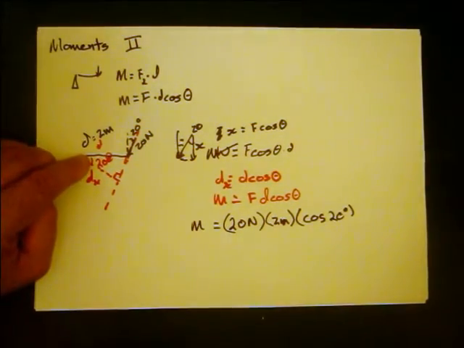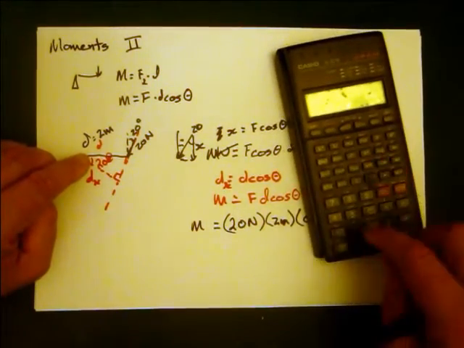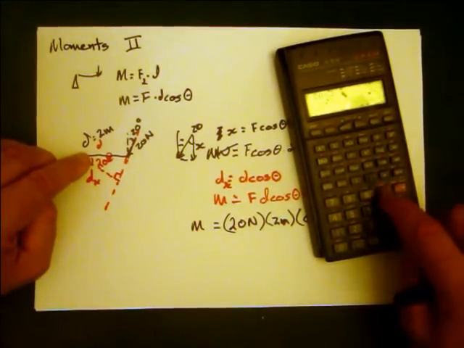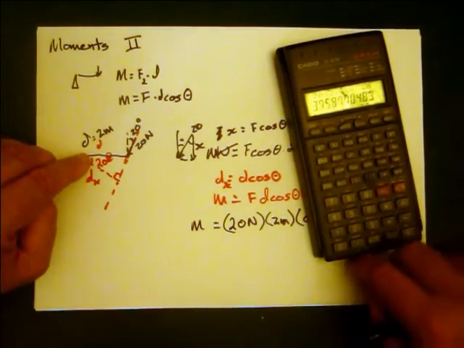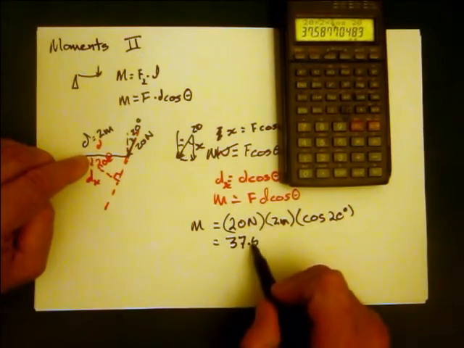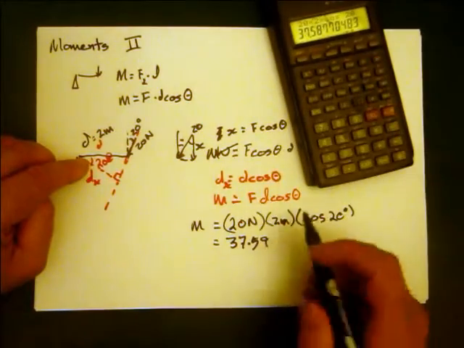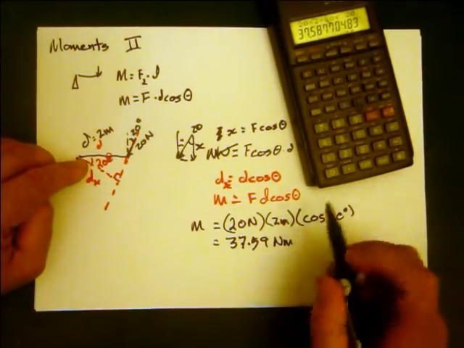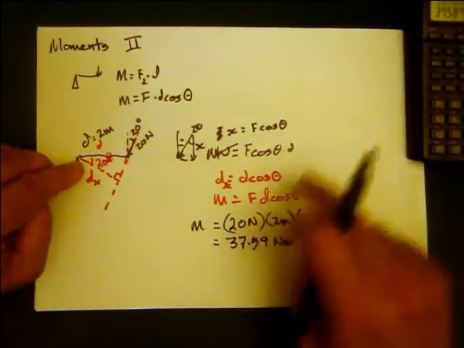And then we use something magical called a calculator. And we go 20 times 2 times cos 20 equals 37.59 newton meters. And we can tell that this is probably correct because this is smaller than that.